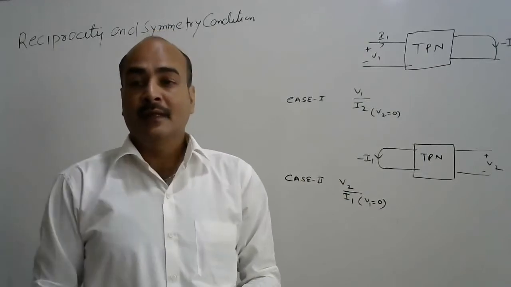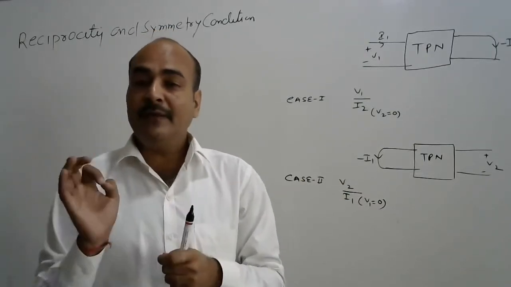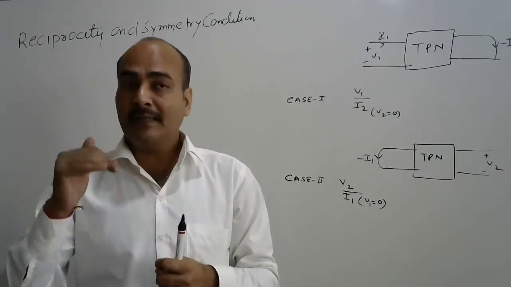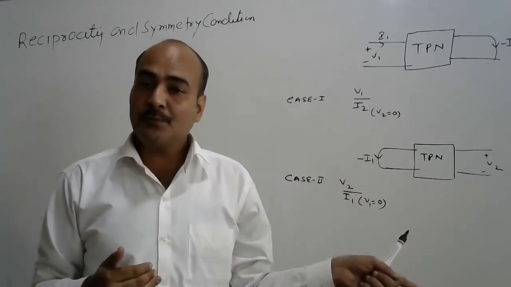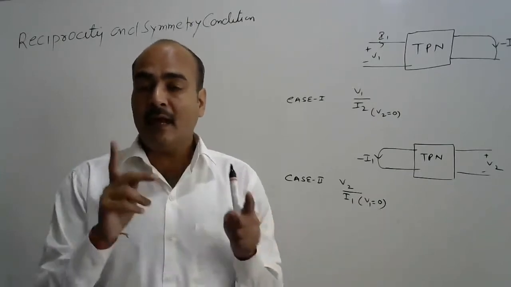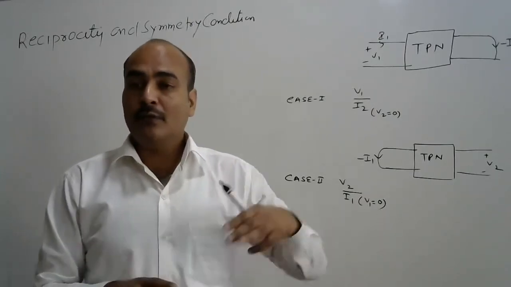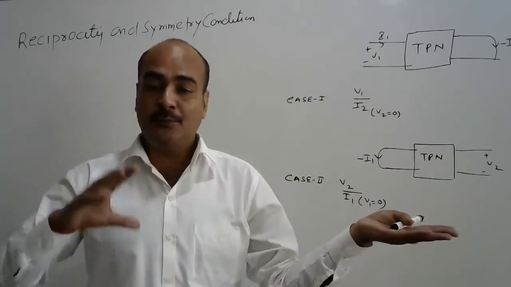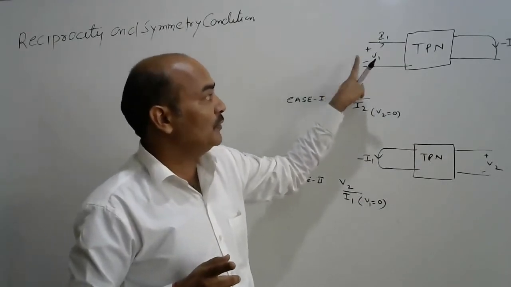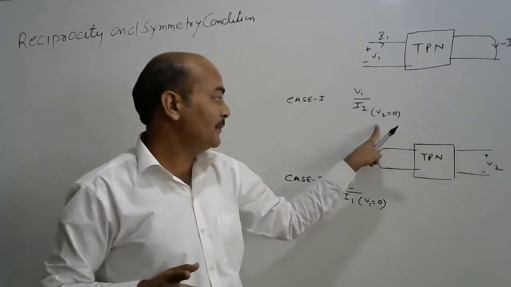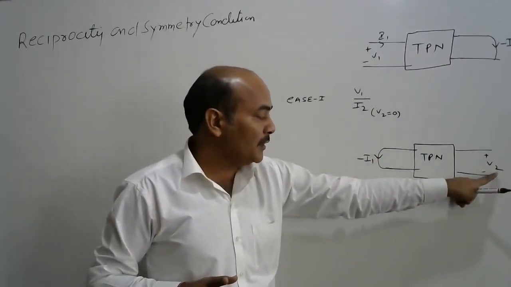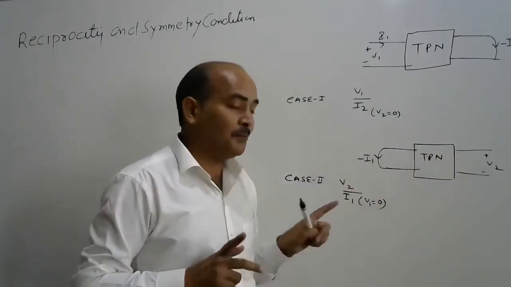So in the reciprocity theorem, first we excite the input and take the response at the output terminal. The response is the current at the output terminal due to the input voltage, because we have made the output voltage 0. So first we are finding the ratio of input voltage to output current, and in the second case we are finding the ratio of output voltage to input current.